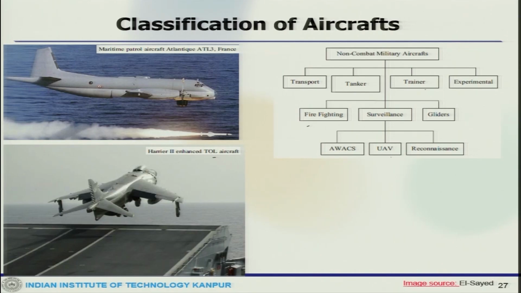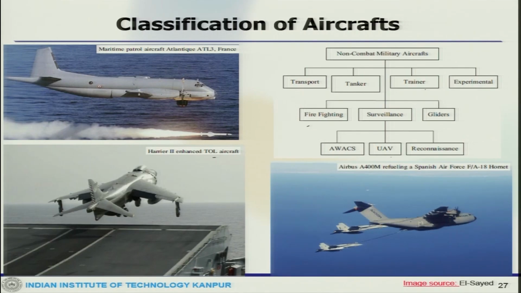Now in the transport category, these are fixed wing cargo aircraft which are used to deliver troops, weapons, military equipment by a variety of methods to different places. Some military transport aircraft are also tasked to perform multi-role duties, such as aerial refueling. One example you can see is the Airbus A400M refueling the F-18 Hornet. Some of these examples are AN-24, C-130, Airbus A400M, like this.